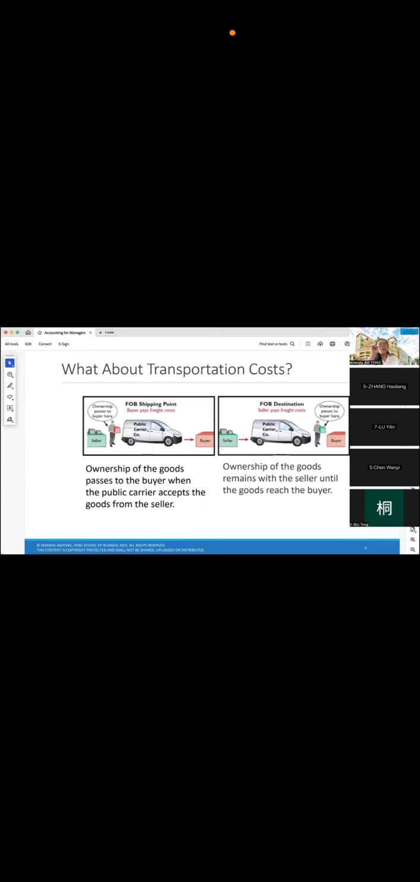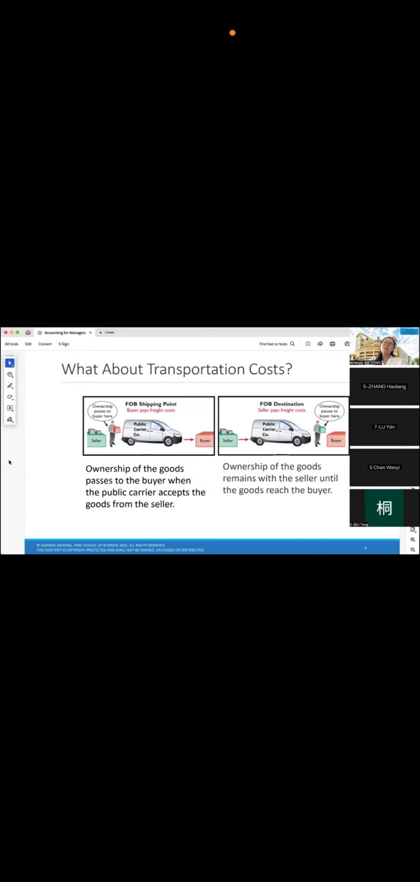Now, what about transportation costs, right? If you remember this figure, I said that there are two kinds of shipping cost policies that businesses would use. The first would be FOB shipping point, right? Shipping point meaning that the ownership passes on to the buyer from the shipping point, and therefore, if the buyer owns the goods from the shipping point, it means that the buyer is responsible for the freight or the shipping cost to bring it to wherever it wants to sell the goods, right?